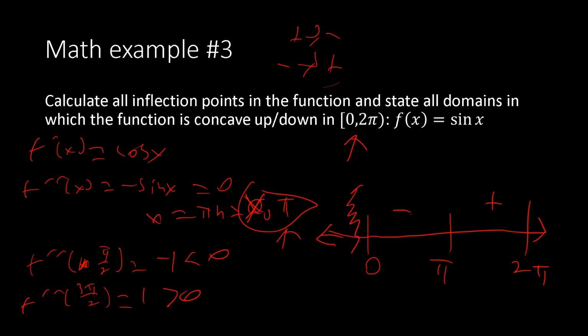And so now we're going to just list our domains. We're concave up between pi and 2 pi. And we're concave down between 0 and pi. All right, that was the last question for this video.